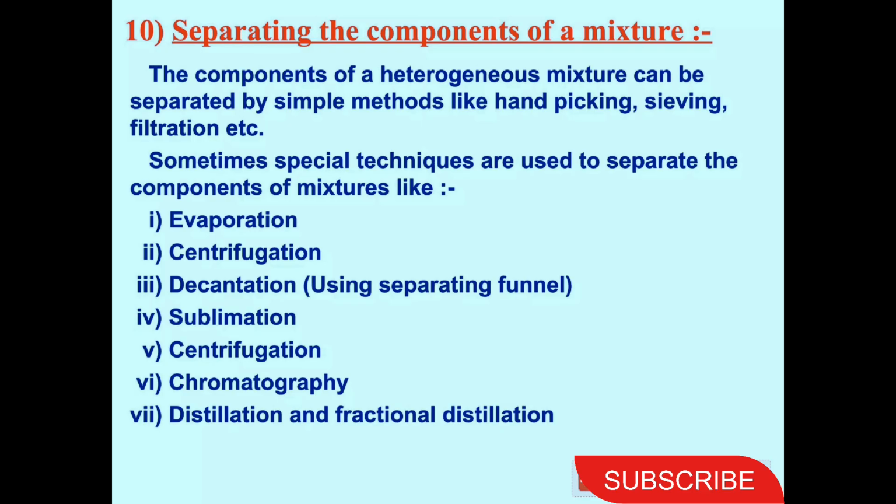The components of a heterogeneous mixture can be separated by simple methods like hand picking, sieving, and filtration. Sometimes special techniques are used to separate the components of mixtures. So now we are going to learn about the special techniques to separate these components, especially of heterogeneous mixtures. Let us start.